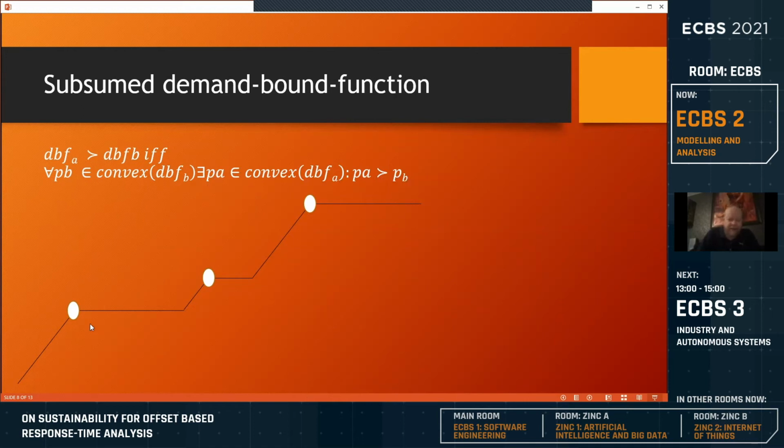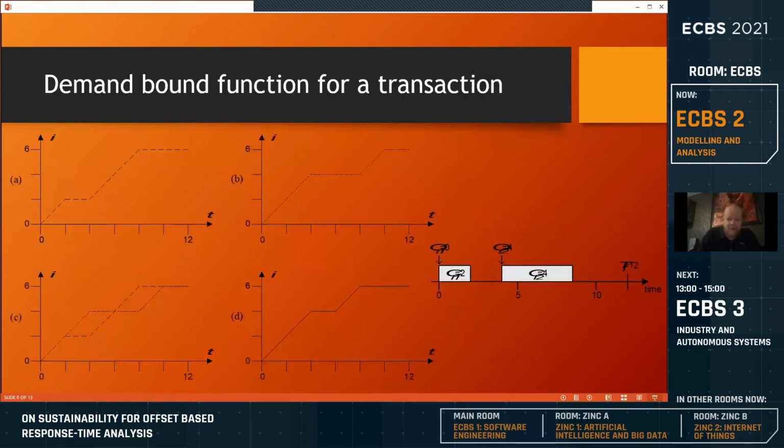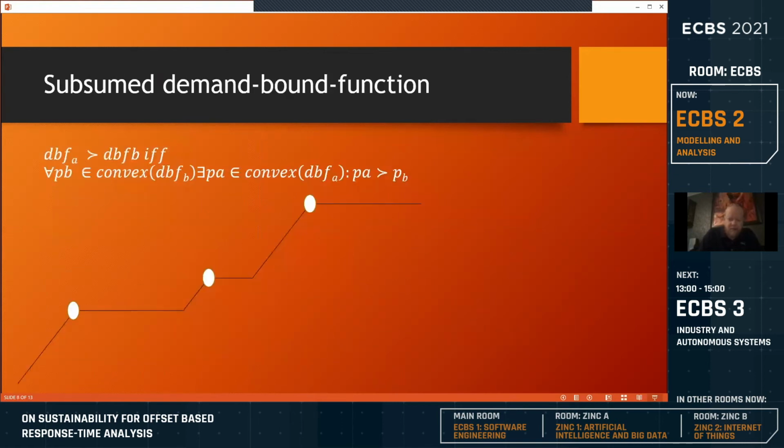So basically, saying that if, let's say that this is PB, then this point must be subsumed by some convex corner of PA. And this one must do the same. And this one must do the same. And basically this is the main scientific contribution of the paper.